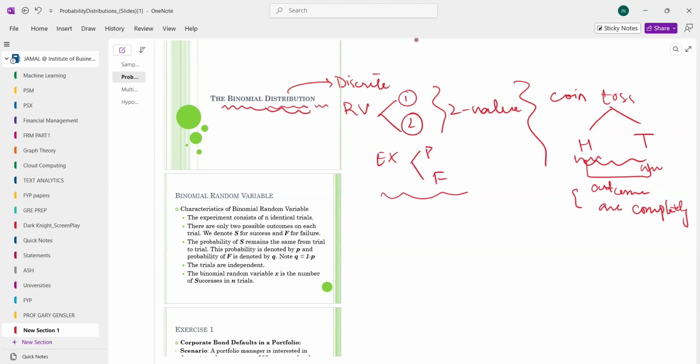And the other one was that you will have a parameter of interest. You will be interested in only one of those outcomes, and not both. So you may be just interested in the happening of H and not T, right? It's like one and zero. You're just interested in one and not zero.